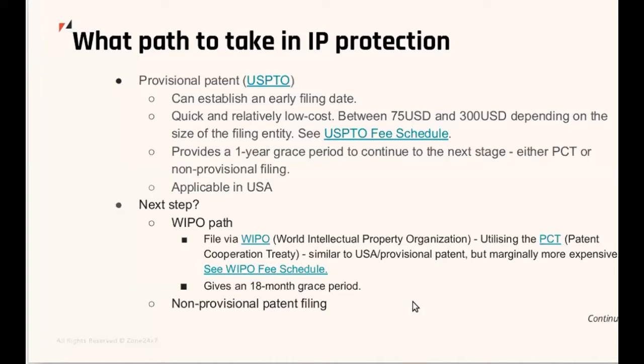It gives you a 1 year grace period to continue to the next stage. This could be either a PCT, a filing process based on the Patent Cooperation Treaty, or a non-provisional. I'll explain this to you now. The PCT is a process that was introduced by the World Intellectual Property Organization, which is based in Geneva, and it is similar to a provisional patent but slightly more expensive, around $750 as a starting point, I believe. What the PCT gives you is an 18-month grace period. Then, of course, the next step could be a non-provisional patent filing.